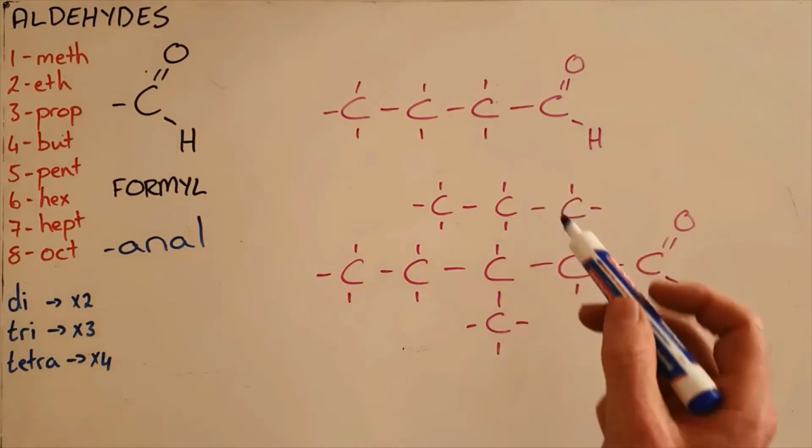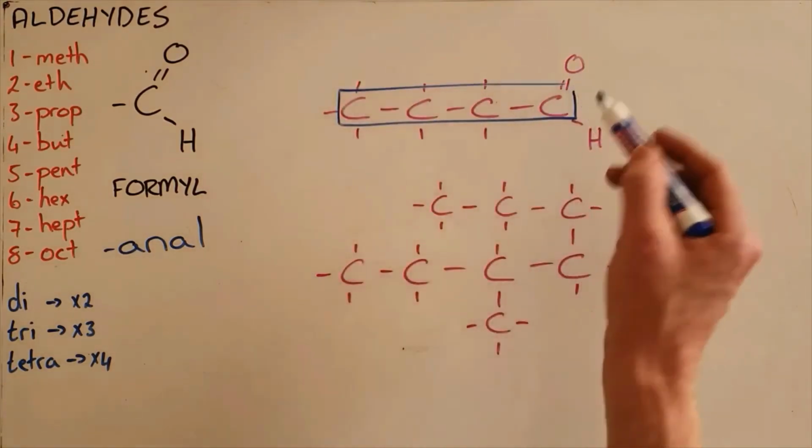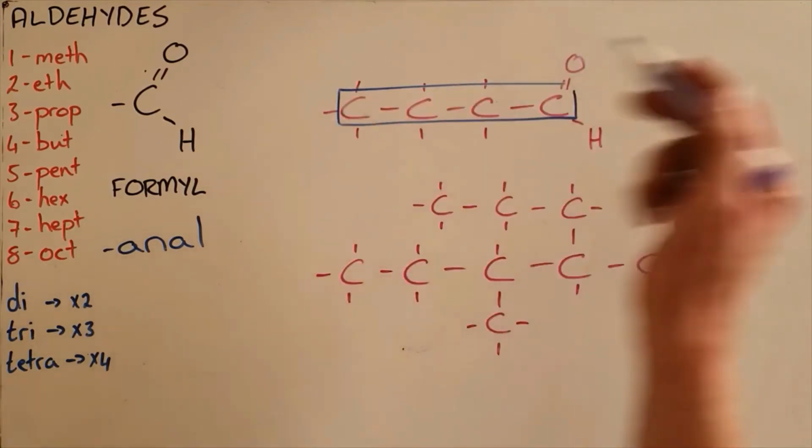So we would name a compound by counting the number of carbons in the longest chain, in this case meth, eth, prop, but.